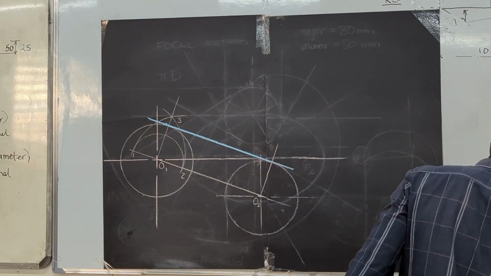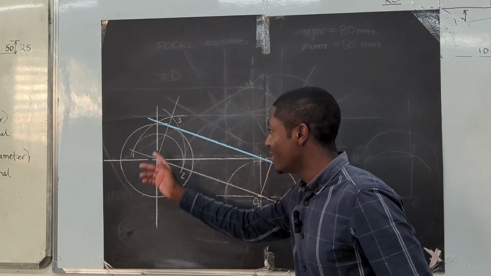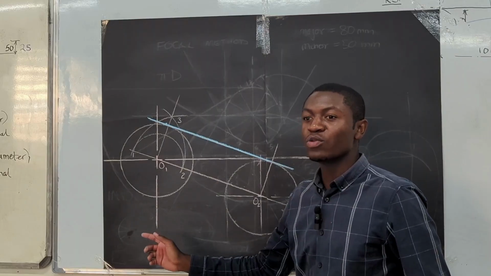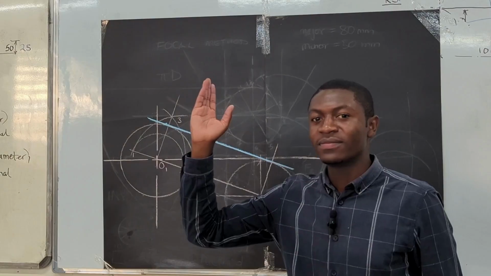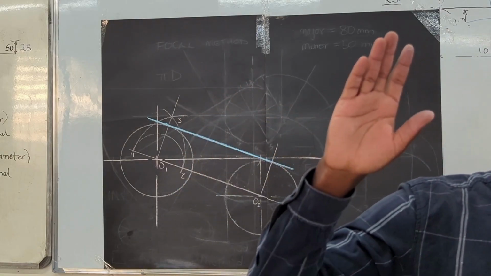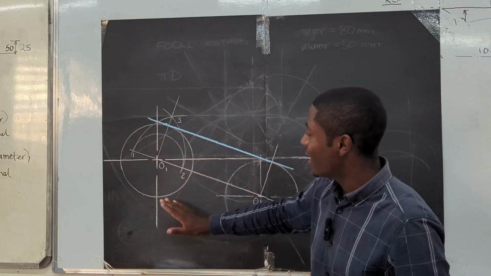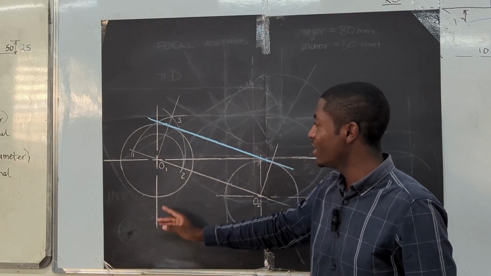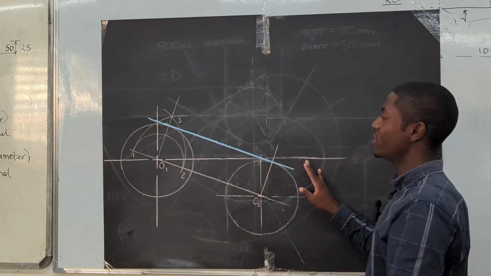So the blue line is our tangent. I'll just ask you a quick one. If we wanted to draw this at the bottom, what do you think would change in our procedure? Anyone? Feel free. There are no wrong answers. If we wanted to draw this blue line at the bottom, or simply if the tangent was required to be at the bottom, what do you think would have changed in the procedure?